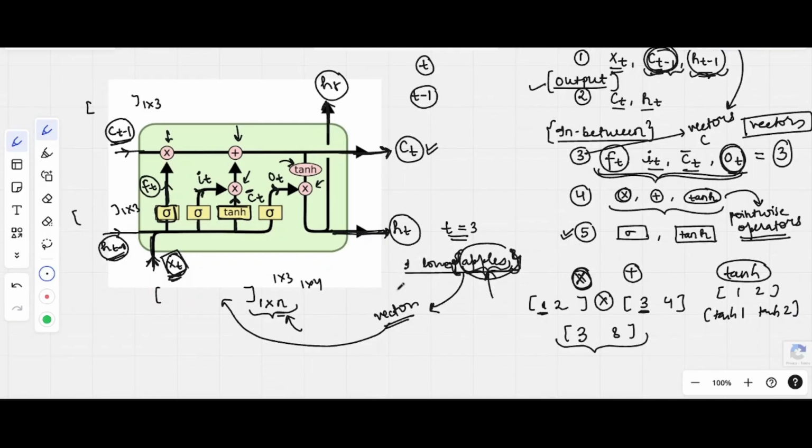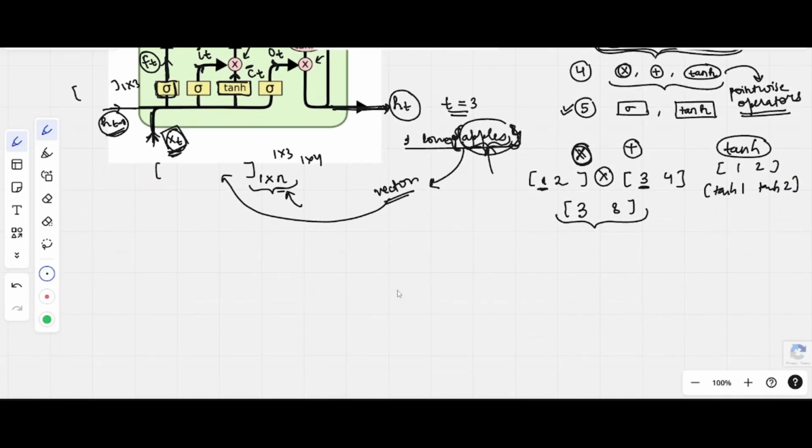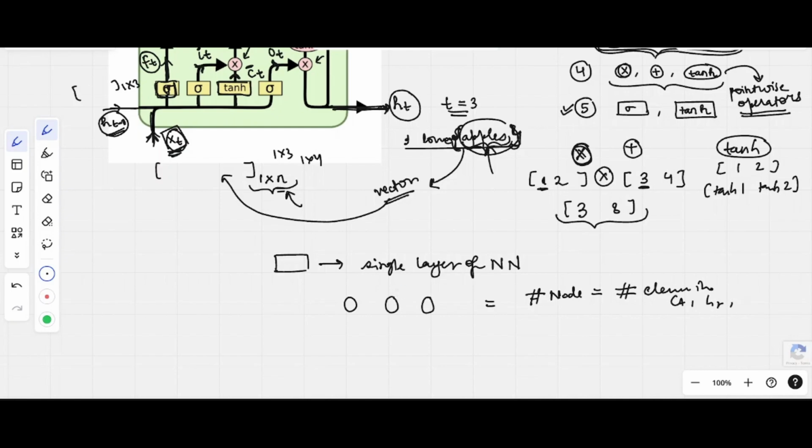Now the main thing here is, what is this rectangular box and why do we have sigma and tanh written over it? These rectangles are nothing but a single layer of a neural network. And how many nodes will it have? The number of nodes will be equal to the number of elements in CT, HT, CT minus 1, whatever vector you may pick. So it's equal to the dimension of FT, because every vector is of equal dimension except XT, which can have a different dimension. If there are three elements in the FT vector or CT vector or HT minus 1 vector, then the number of nodes will be 3.